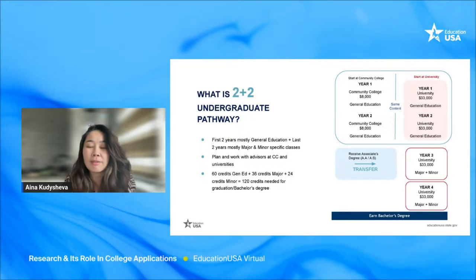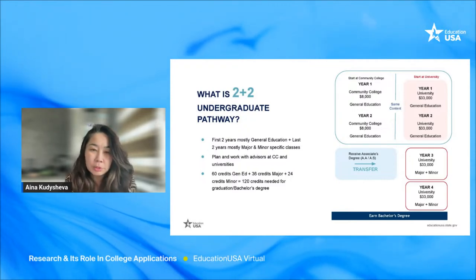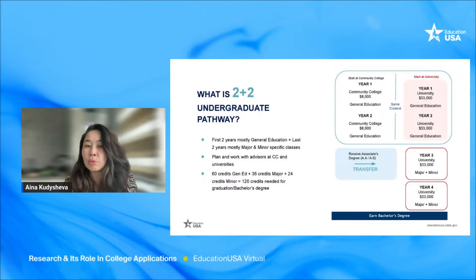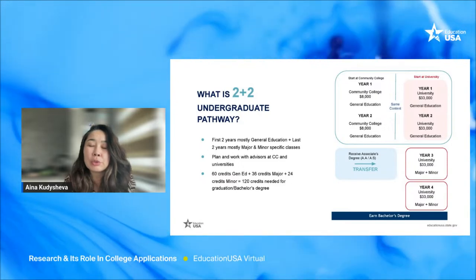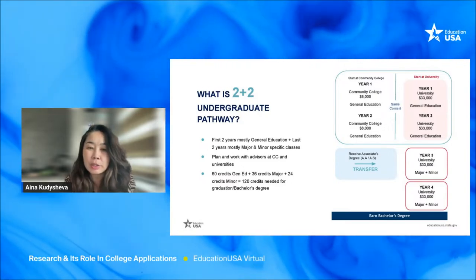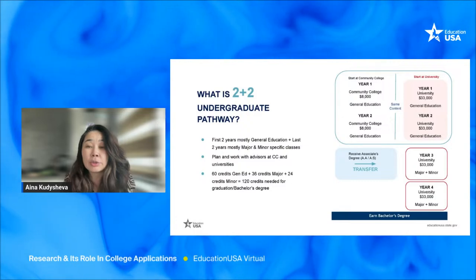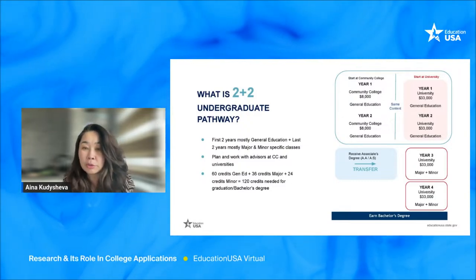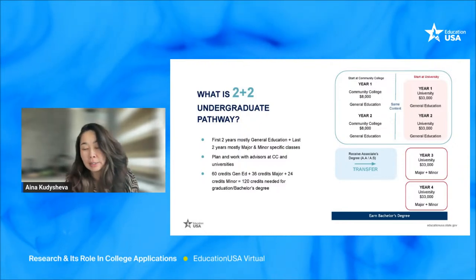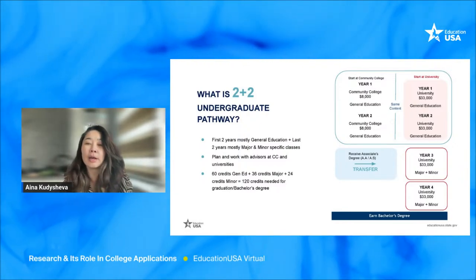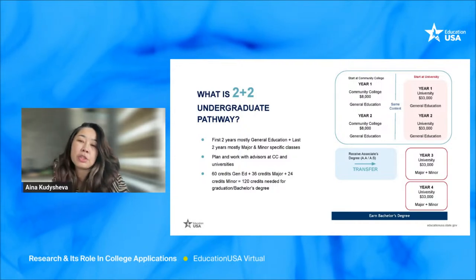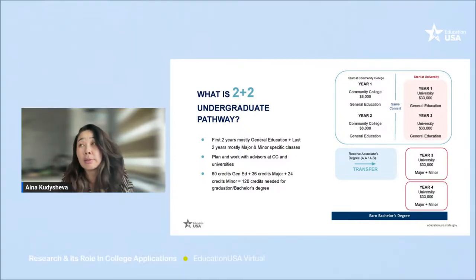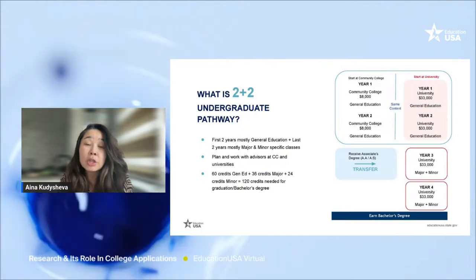So the best thing with community college is that you can have the 2+2 undergraduate pathway program. Usually community colleges give you an opportunity to study 2 years, and during these 2 years you get your associate degree and get your credits. You take different courses which can be transferred to the partner university. Usually it's a state public university, and in this state or public university you can finish your bachelor degree.